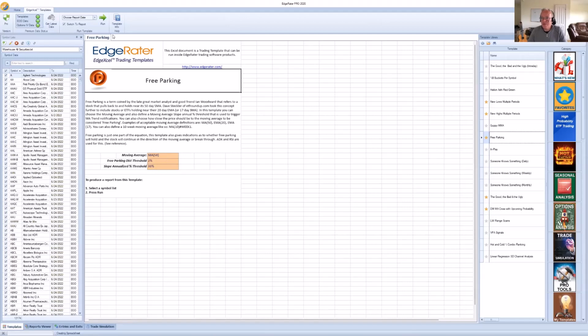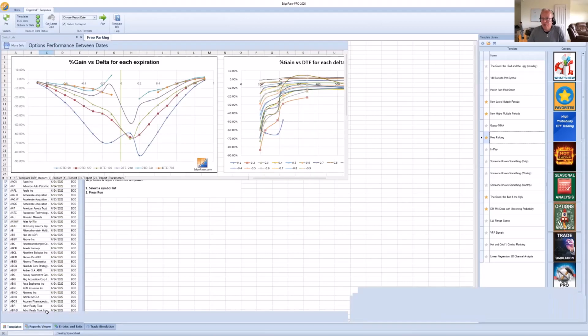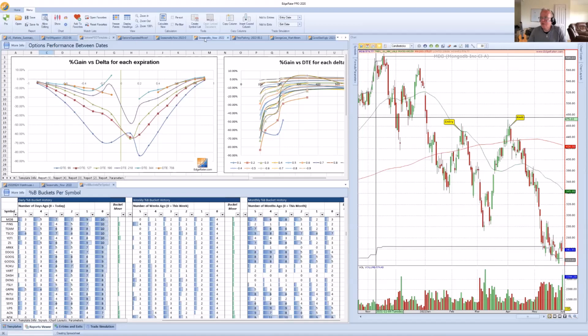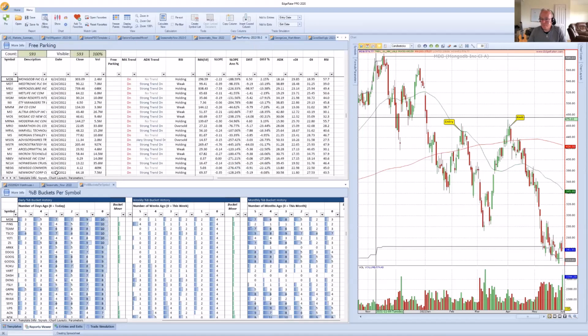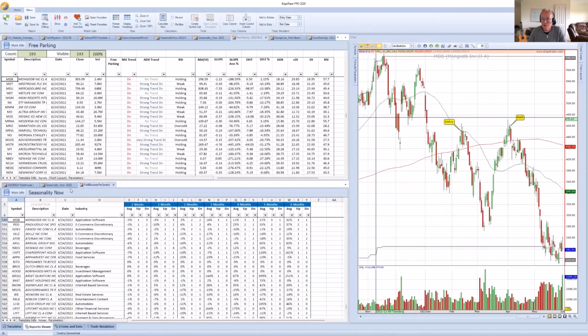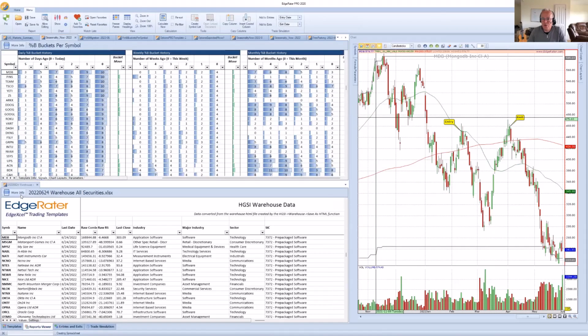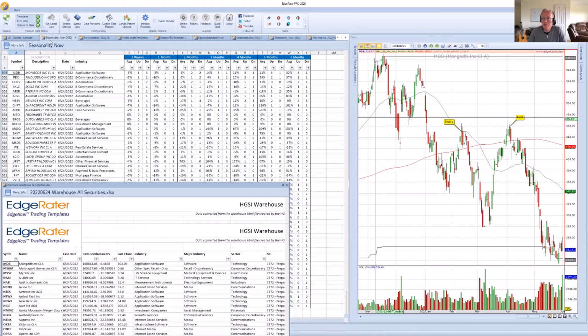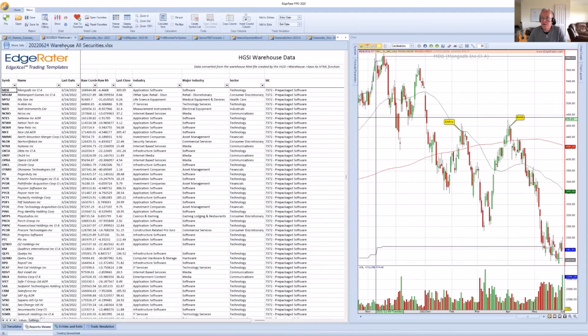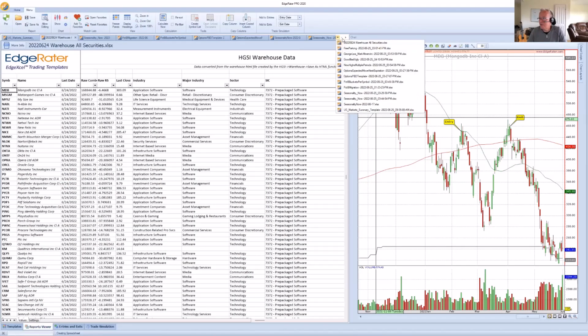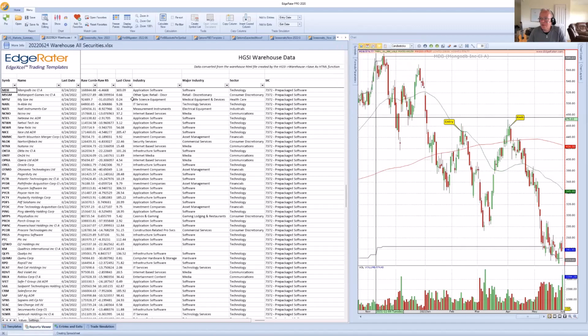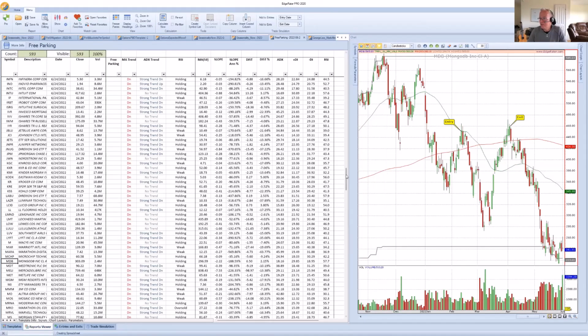So I'll just run this. Well, I had already run it, so I'll just show the report. And what I'll do for now with the others is I'll just move them up here to create more space. Okay, and then I'll just bring back free parking. Here we are.